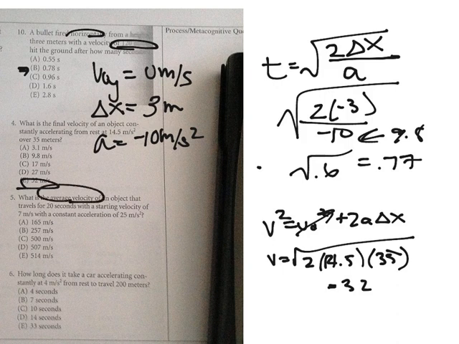So you need to find the average velocity. The only way you can find the average velocity is you first need displacement. So you've got to figure out how far it went, and then divide that by the total time it went.